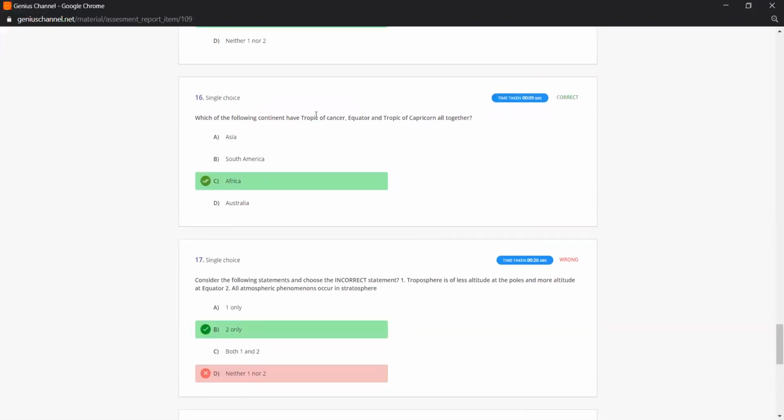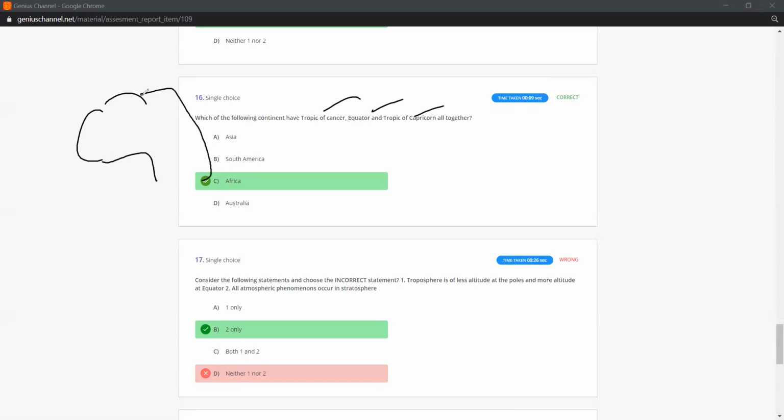Then comes the question: which of the following countries have the Tropic of Cancer as well as the Equator and the Tropic of Capricorn? That is Africa. If you look at Africa, here the Tropic of Cancer will pass, here the Equator will pass, and here the Tropic of Capricorn will pass. So that is the country.